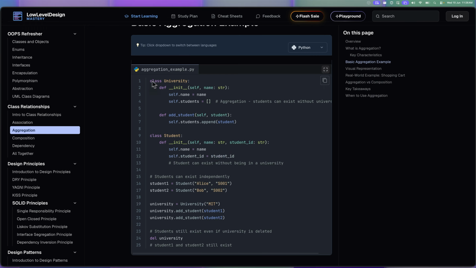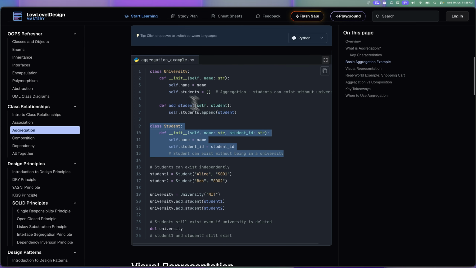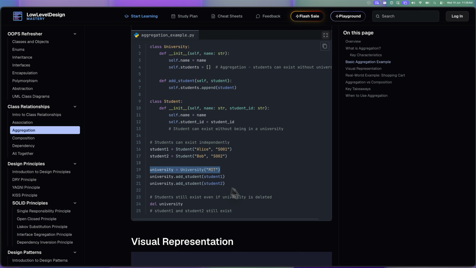So if you see, this is a main class or a whole class, and then it contains the other class, the student class, right? And the second characteristic is students can exist independently. You can create objects of this student class independently, or you can also have students in association with a university. So here you are creating a university, and then you are associating these two students with the university.